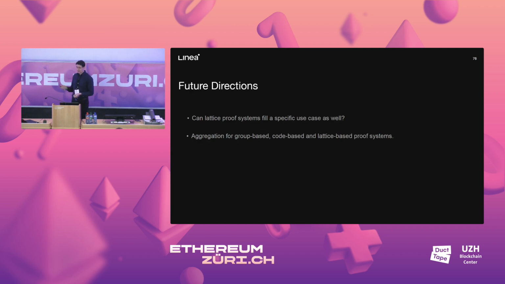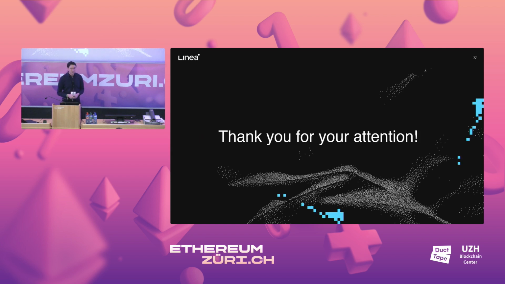And a future direction that one can ask is, do lattice proof systems also have a particular niche where they are better than the elliptic curve ones, the pairing ones and the code-based ones? And also for aggregation, which one is the best? I guess we can have an entire talk about that. And that's it. Thank you for your attention.